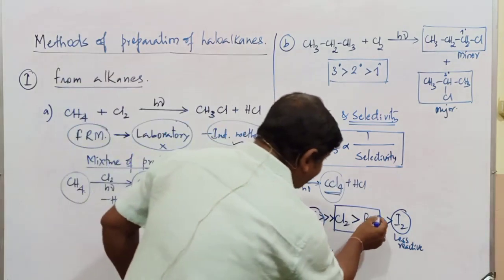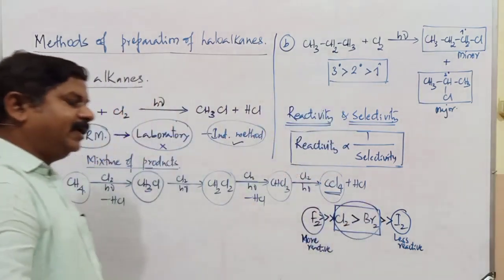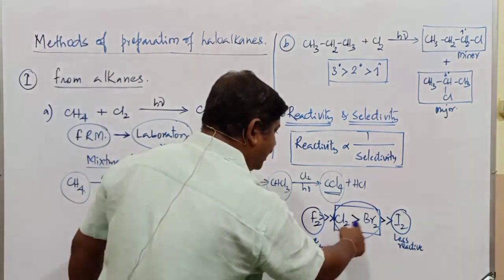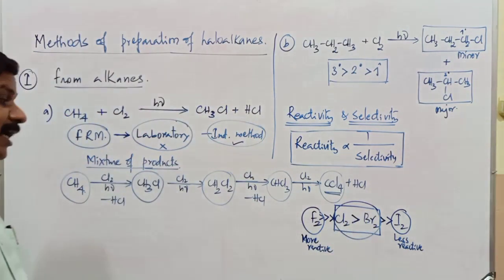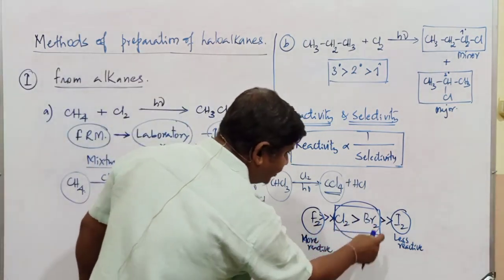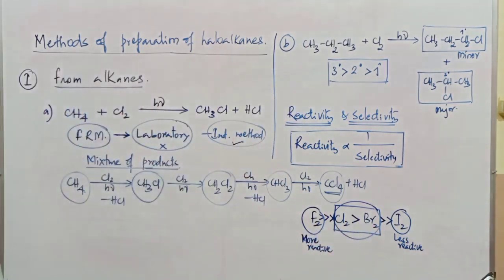So we have the maximum number of compounds with chlorine as well as bromine compared to fluorine and iodine. And between chlorine and bromine it is very simple. Chlorine is more reactive in nature, bromine is more selective in nature. This is a very important point. Chlorine is more reactive in nature and bromine is more selective in nature.